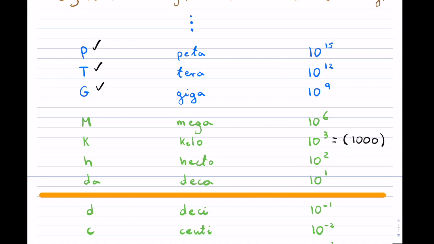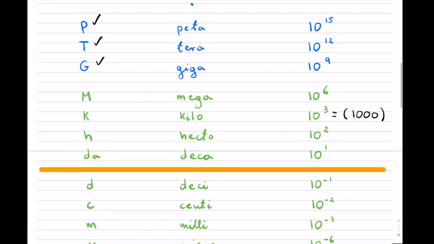Now, as you have these symbols, the ones that are above the orange line get bigger and bigger. And notice that deca, hecto, and kilo get bigger just by a power of 10. And then from kilo onwards, so going to mega and then to giga and tera, they jump by powers of 3. So multiplications of 1,000.